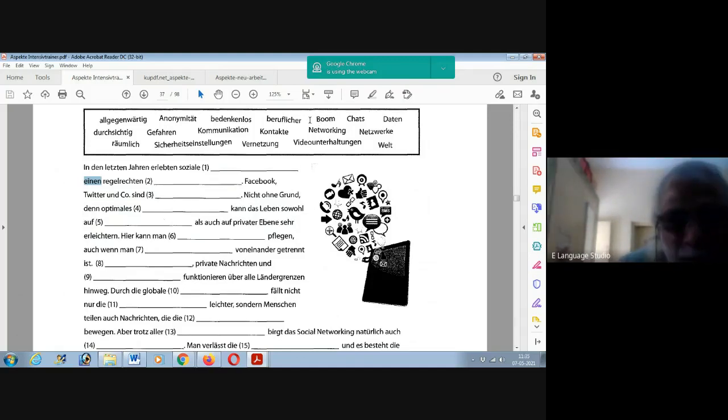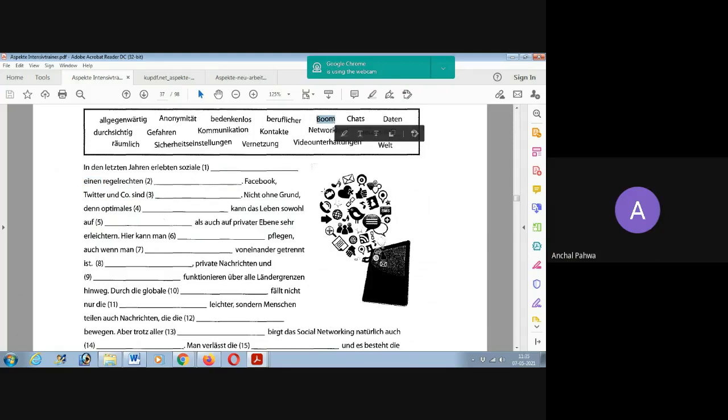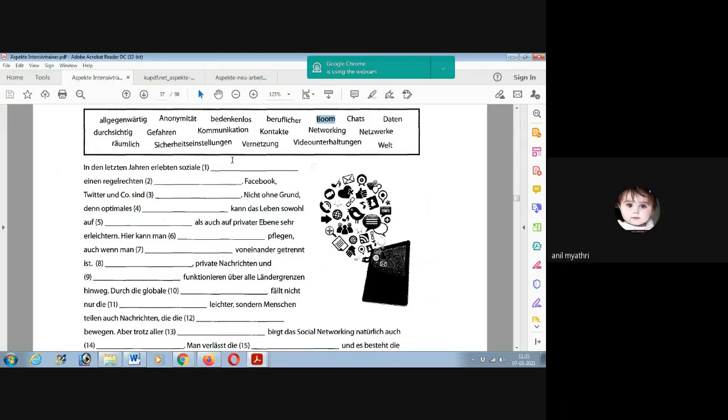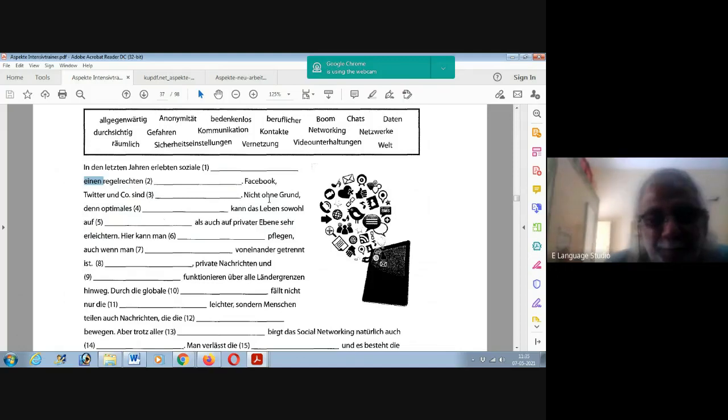This is the only noun. Welt? No, die Welt. Boom. We forgot one word. We read this earlier. How it fits? Boom. Einen. Absolutely boom. Einen. Der Boom, die Chats, die Daten, die Gefahren, die Kommunikation, die Kontakte, die Networking, die Netzwerke, die Vernetzung, die Sicherheitseinstellungen, die Videounterhaltungen, die Welt. Excepting Boom, all the others either are plural or feminine.